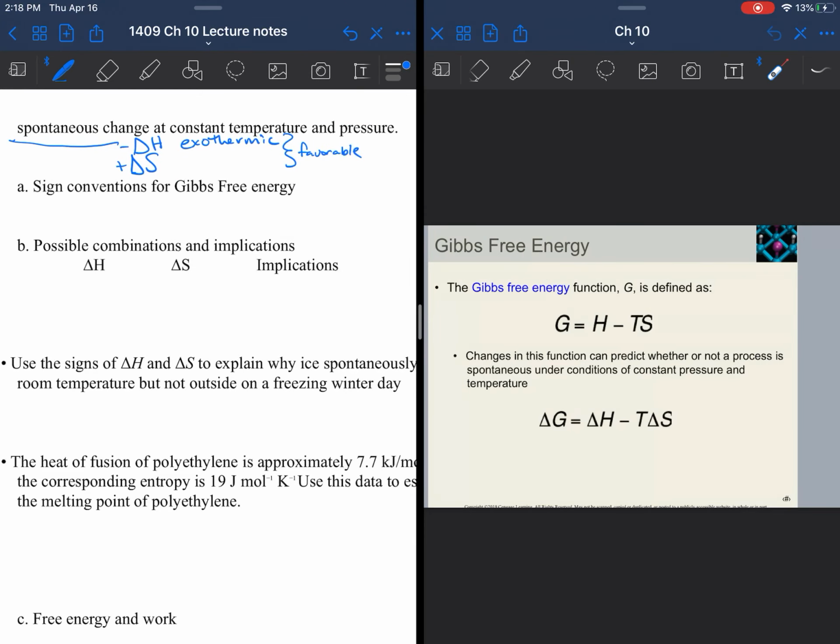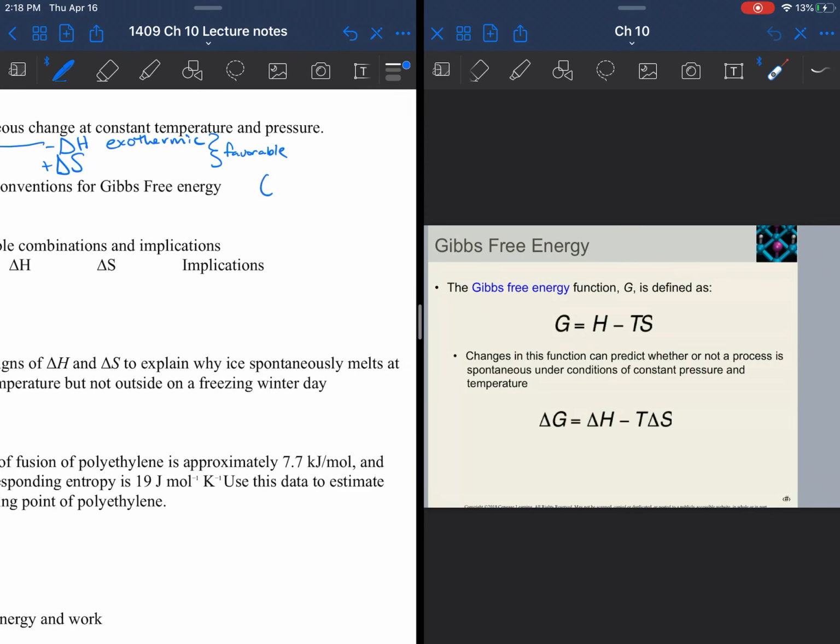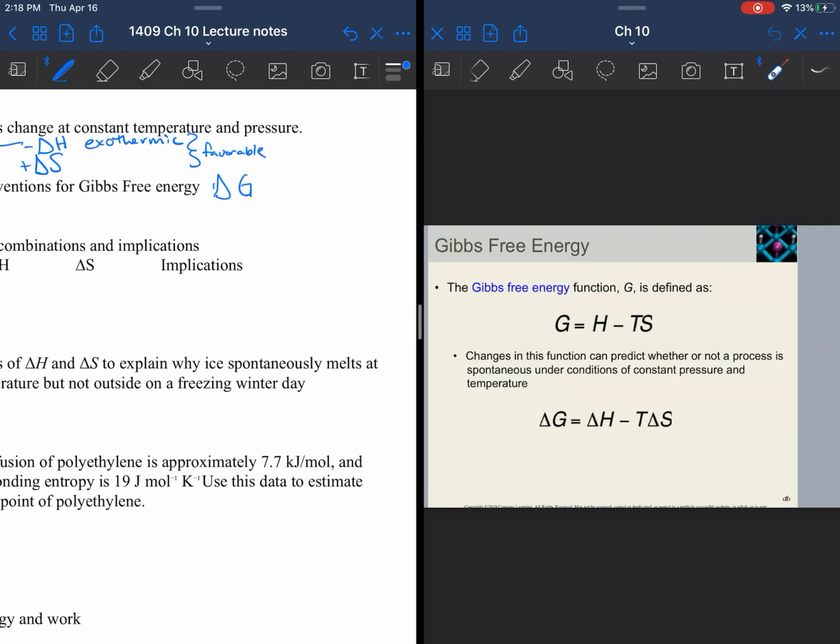Gibbs free energy is defined, and we're going to look at change in Gibbs free energy because we're always interested in the change that occurs during some sort of process. It is going to be defined as delta G = delta H minus temperature times delta S. We're going to see that temperature plays a pretty significant role in spontaneity for some systems.